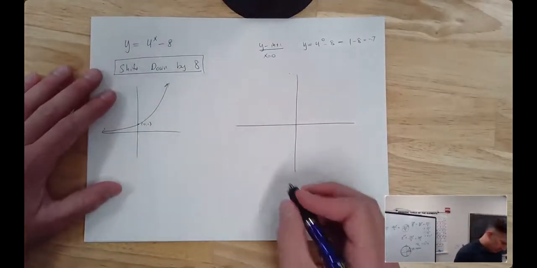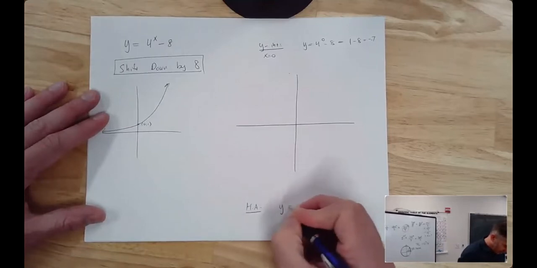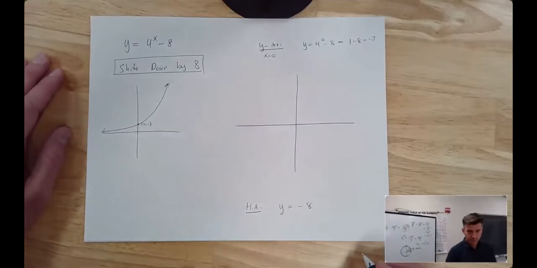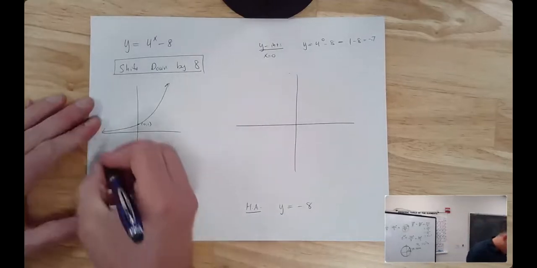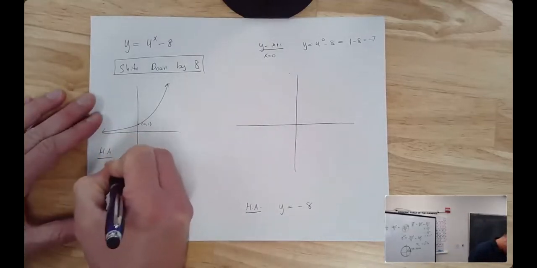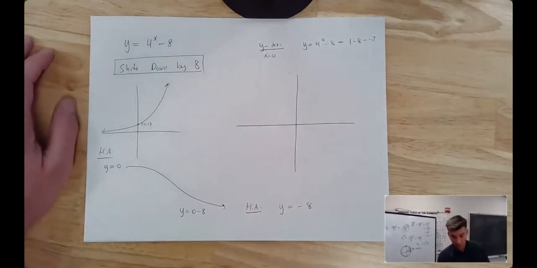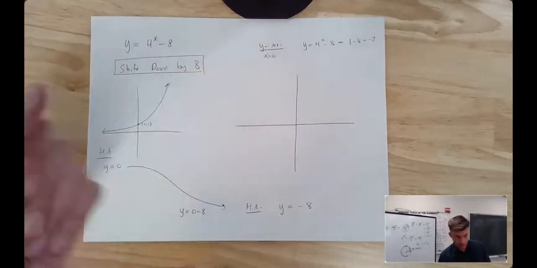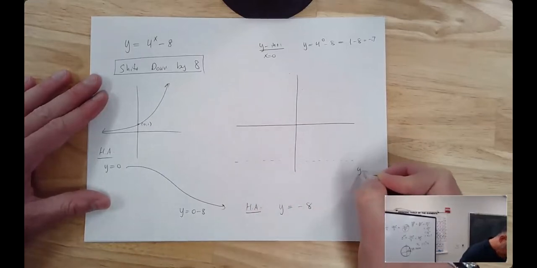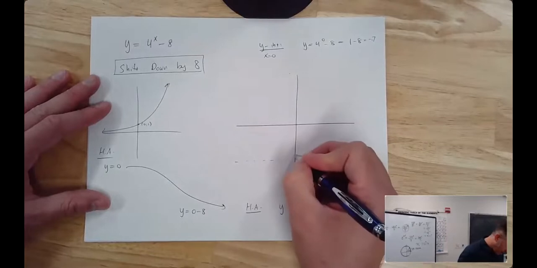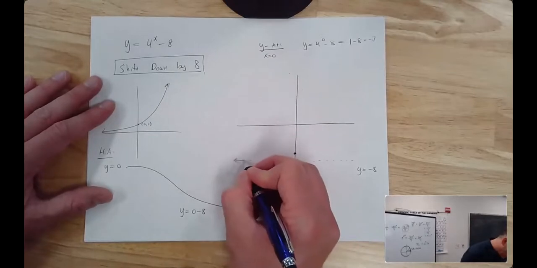I'm going to try not to be super precise here. I also know my new horizontal asymptote is going to be y equals -8, because we're just taking our horizontal asymptote of 0 and subtracting 8. 0 minus 8, right here. That's how we're getting the new one. We're taking the old one and applying whatever the shift is. So here's my new horizontal asymptote at y equals -8. Here is my y-intercept at -7. And then my graph is going to have the usual shape.